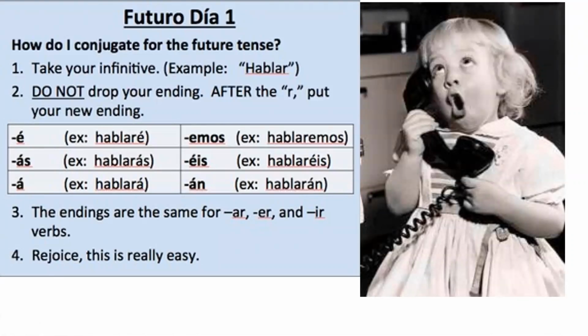So here's just another look, another way of what I just explained. This also might be a good picture, something to copy down for reference. So how do I conjugate? You take your infinitive, so for example, hablar. You do not drop the ending. After the R, you put your new ending. So hablaré, hablarás, hablará, hablaremos, hablarán. And the nice thing about these is the endings are the same for AR, ER, and IR verbs. Rejoice! This is pretty easy.